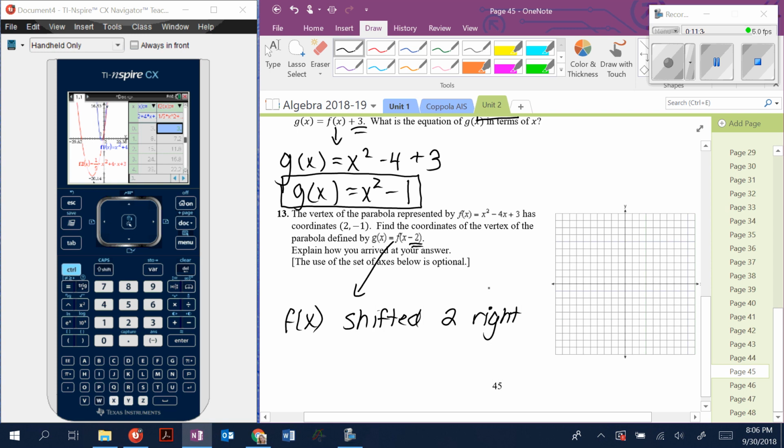Did I say 2 to the left? I feel like I said 2 to the left. I didn't mean that. It goes 2 to the right if I said that. Sorry if I did. My brain.